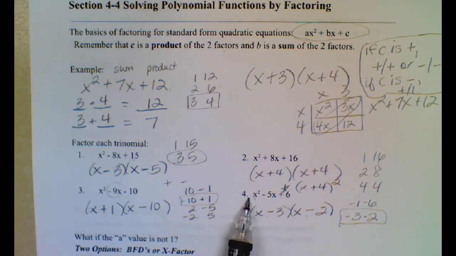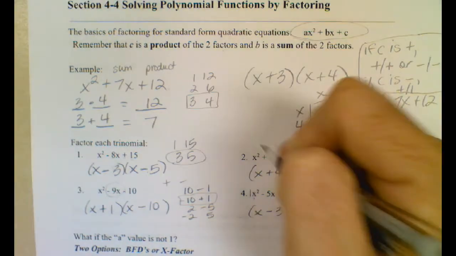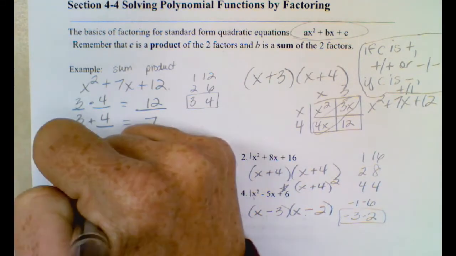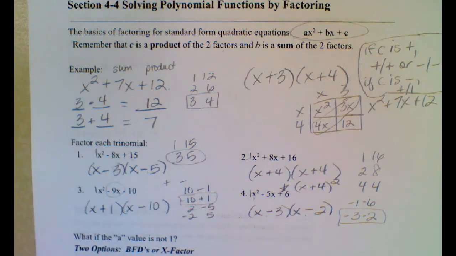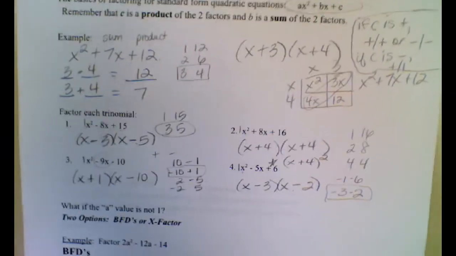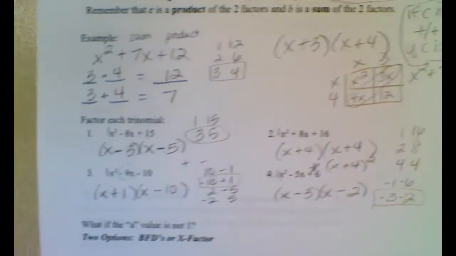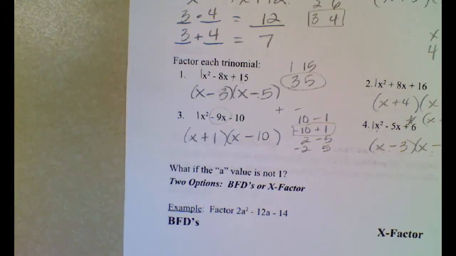Okay, but what if that a value is not 1? So far all of these have been easy. All of these a values are 1, right? The only thing I can multiply to get x squared is 1x times 1x. But of course we know that that's not always going to be the case. We have many, many times where that coefficient of a is not a 1.